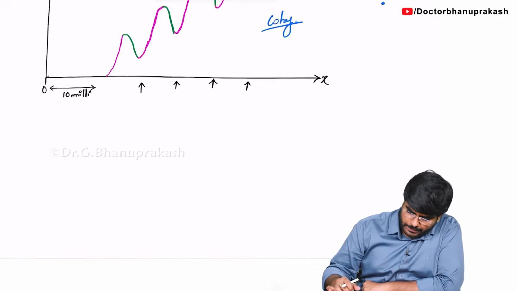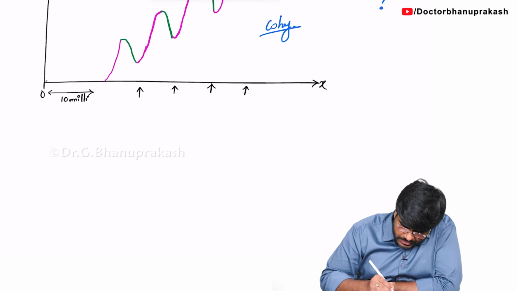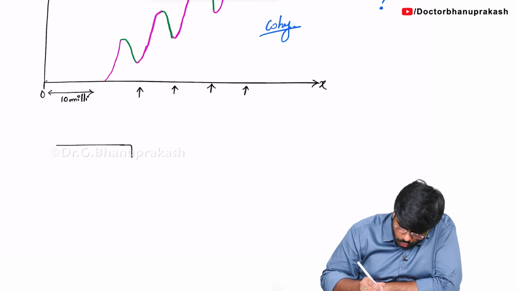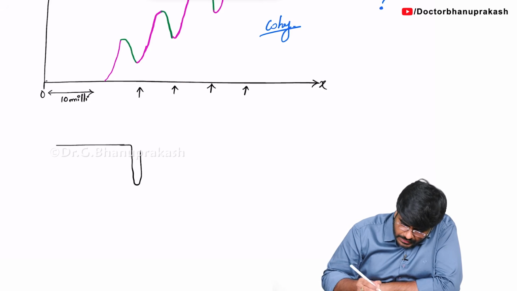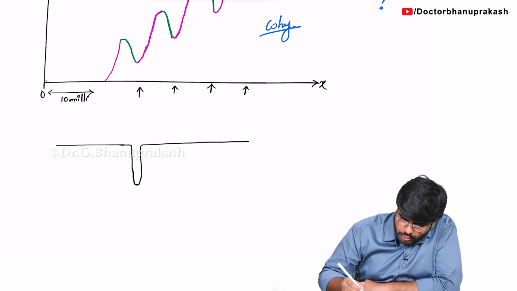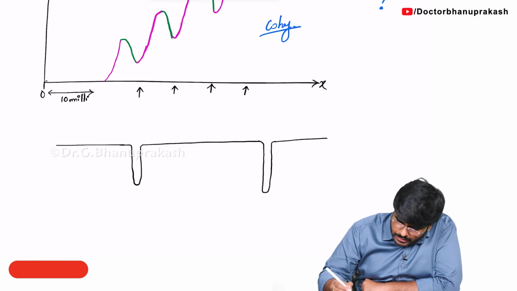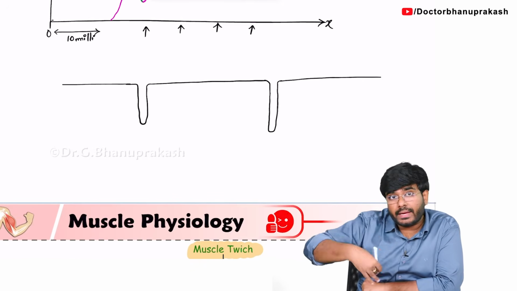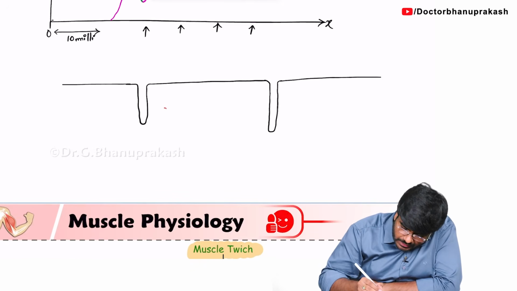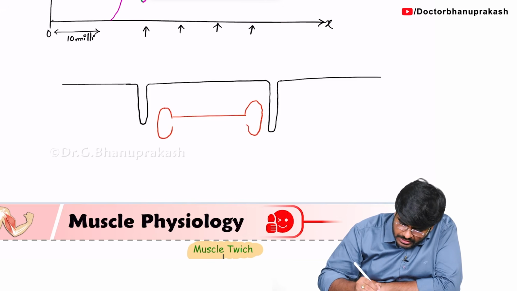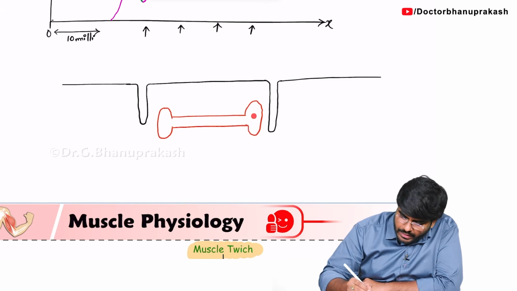Guys, look carefully here. Imagine this is one muscle fiber. These are the T tubules. Inside there is cytoplasm. Here are the L tubules, which are nothing but the sarcoplasmic reticulum, also called the L tubule. The structures which I am showing here are the cisternae, where a lot of calcium is stored.